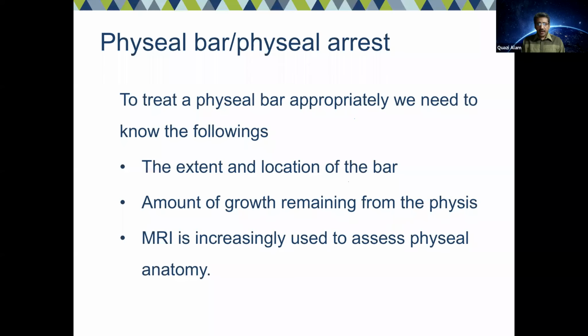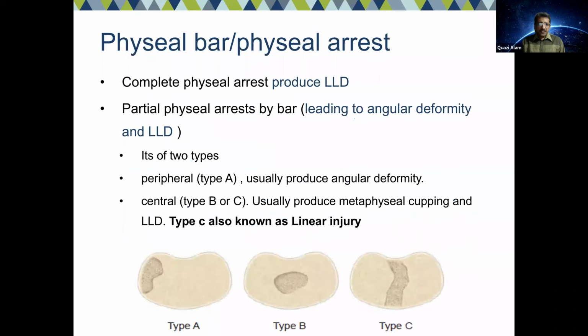This physeal bar, if you want to treat it, then you need to know the following few things. The extent and location of the bar, where the bar is located and how much it has involved the physis. Amount of growth remaining from the physis, how much it can resume. MRI can definitely help to assess the physeal anatomy and its current condition. If the growth plate is completely arrested, remember it can produce only the limb length discrepancy. But if it is arrested partially by a bar, it can lead mostly to angular deformity, but LLD also.